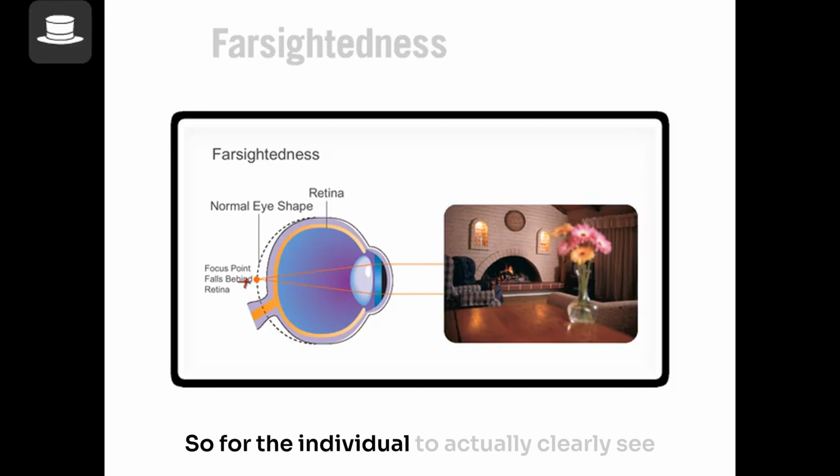So for the individual to clearly see, they move their head back or move the object back, like the elderly. Like right now, when I want to see something, if it's close, I can't see it. I try to move the book away from me so I can clearly see what it is. So that's farsightedness. Farsightedness is when you can clearly see the object when it is far away. When it's close, you can't see it.